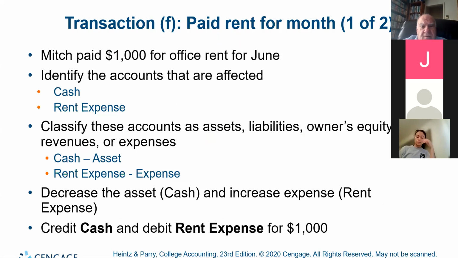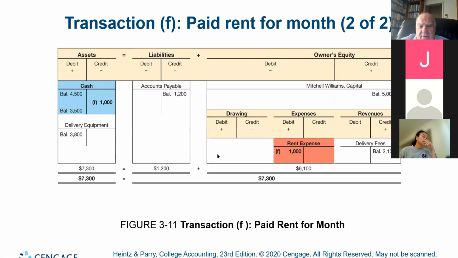He paid some rent expense now. Rent expense is an expense. Cash is an asset. They both have normal debit balances, right? Expenses and assets have a normal debit balance. So in this case, cash is going to go down with a credit and rent goes up with a debit. Debit rent is how you say that. Debit rent for $1,000, credit cash for $1,000.